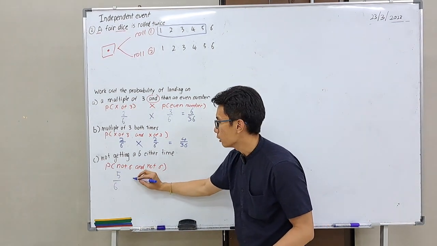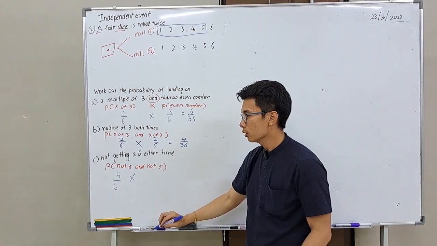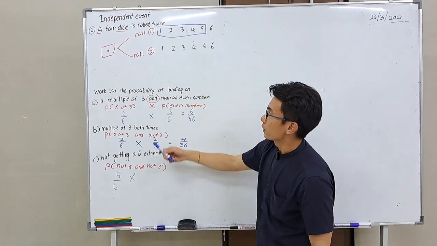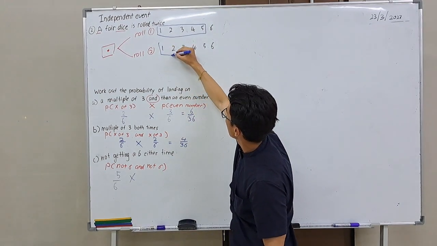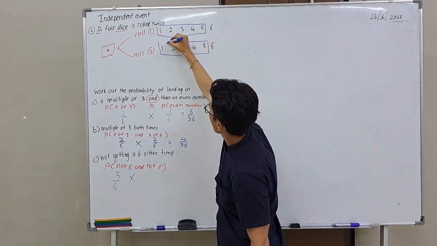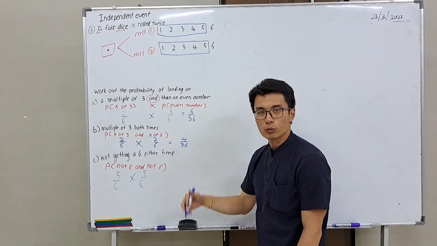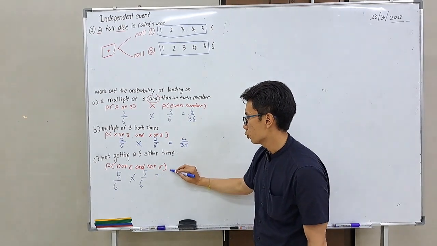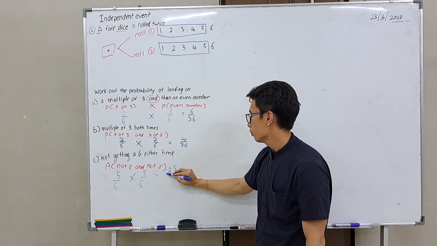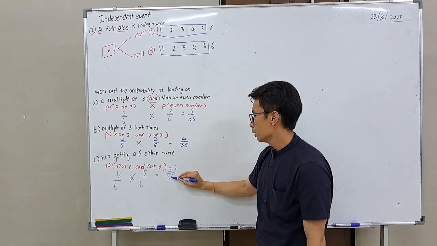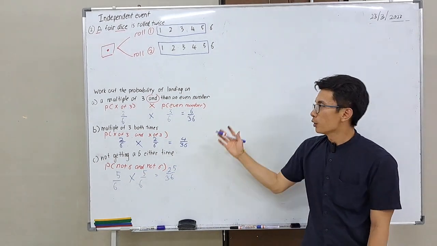Again, the word and in probability means multiplication. Not getting 6 on my second roll is going to be 1 to 5 again, so that's 5 over 6 again. Just multiply the probabilities and you should get 25 over 36. And there you have it.